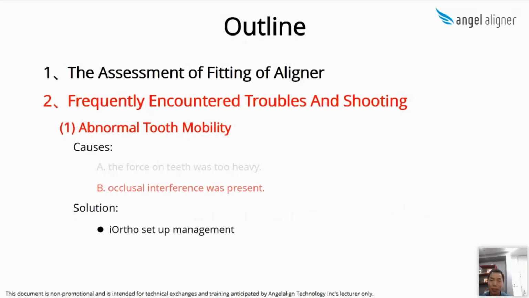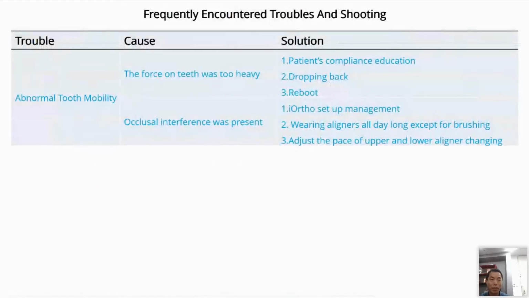Let me make a summary of the solutions for occlusal interferences during treatment. The first one is setup management. The second is to adjust the pace of upper and lower aligner changing. And one more, encourage the patient to wear aligners all day long, including when eating, except for brushing teeth. So this is a summary table for you to easily understand and remember the trouble, the cause, and the solution.